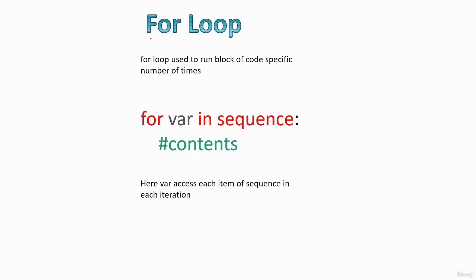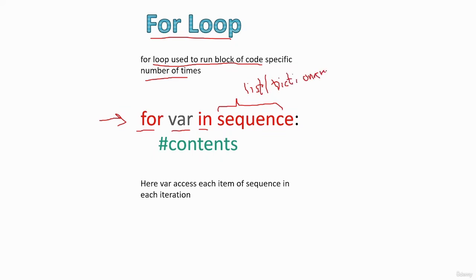In this video, I am going to explain about for loop. We use for loop to run a block of code a specific number of times. Here is the syntax for loop. We use keyword for, then a variable, we can use any name, then keyword in, then we have to specify a sequence. Here we can specify a list or dictionary. Then we have to put a colon, then we have to put a space of 1 tab, then we can run the contents. Here, this variable accesses each item of the sequence in each iteration.